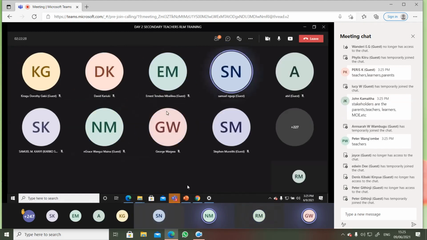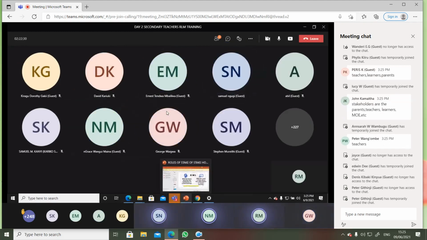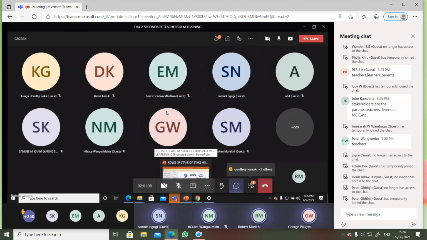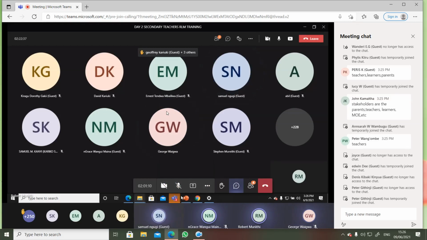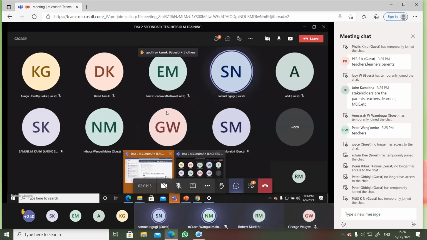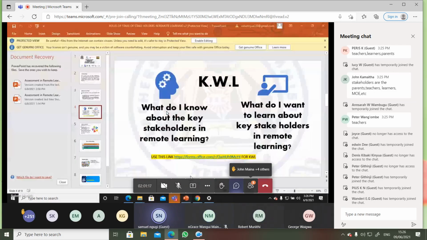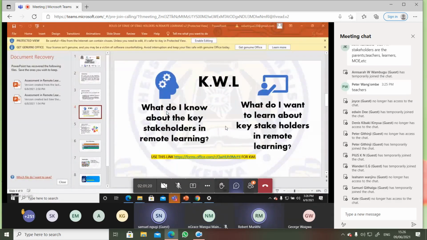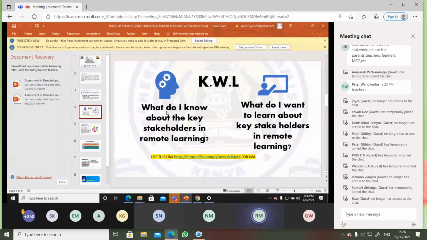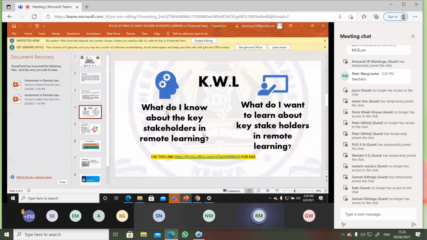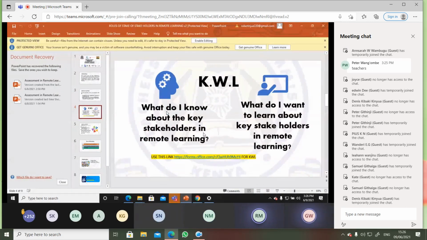KICD, the ICT champion, the Ministry of ICT. All those are the key stakeholders that we should involve when it comes to remote learning. Whereby now we can say that from all those key stakeholders we have given out, we can classify them into 3 categories. We can have the coordinators, we have the implementers, and we have the beneficiaries.